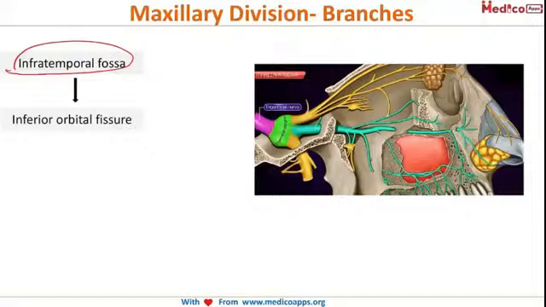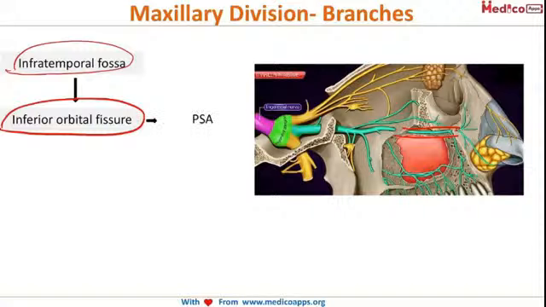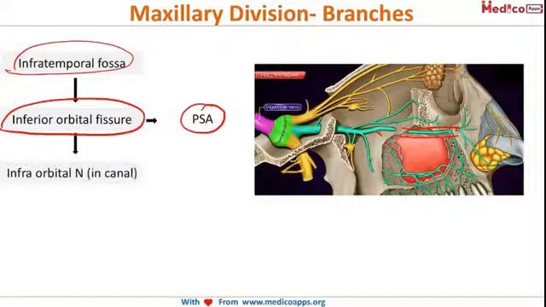Okay, and from there it enters the inferior orbital fissure. So when it enters the inferior orbital fissure, it enters the infraorbital canal that is present within the floor of the orbital cavity. So this structure here is the infraorbital canal. Within that area it gives out a branch, that is the posterior superior alveolar branch. So here this is the posterior superior alveolar branch. Then within the infraorbital canal it gives out few more branches, and within the infraorbital canal the nerve is now called as the infraorbital nerve.